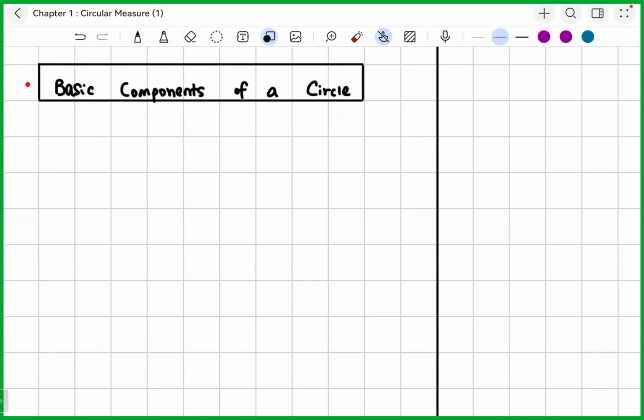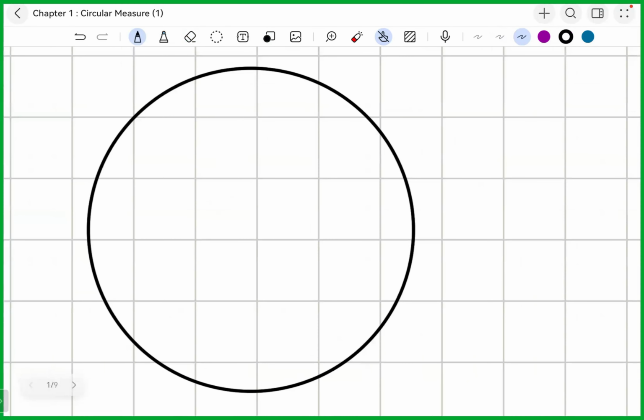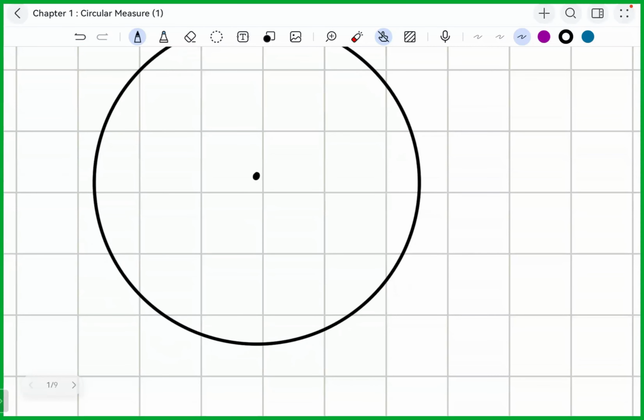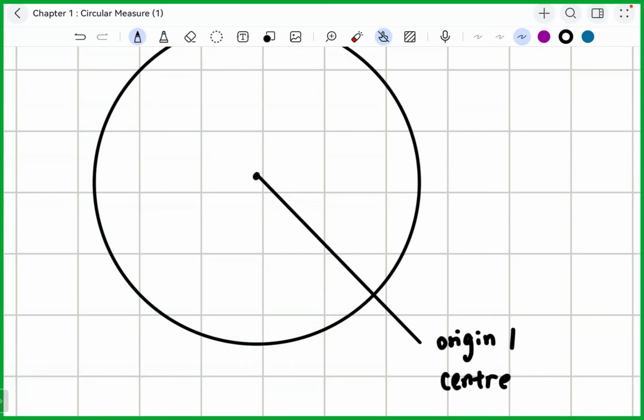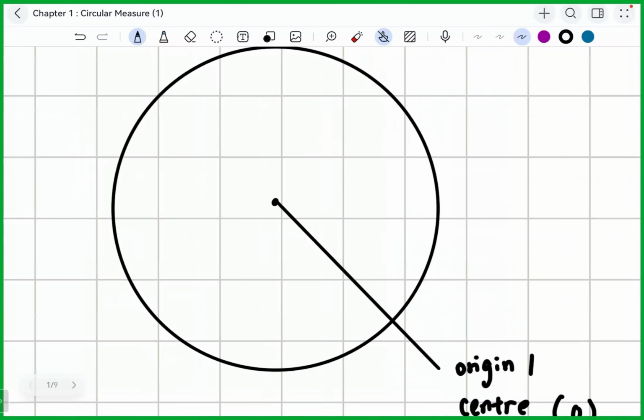So we have to know what is the shape of circle first. The shape of circle is like this. Okay, circle. I hope everyone knows it. Every single circle has its respective center. This center, we normally call it origin or center. So it has 2 names, either origin or center, and we normally use the letter O to represent the center of circle.